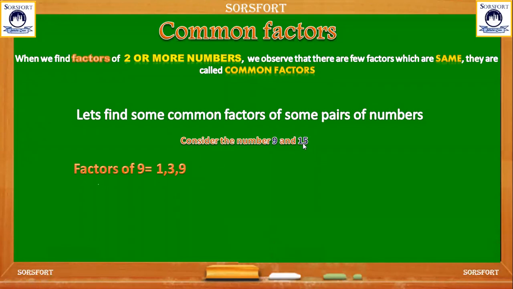Now let's see what the factors of 15 are. If I divide 15 by 3, I will get 5 as a quotient and remainder will be 0. So can we say 3 is a factor of 15? Yes. Same, if I divide 15 by 5, I will get 3 as a quotient and remainder 0. So 5 is also a factor of 15.